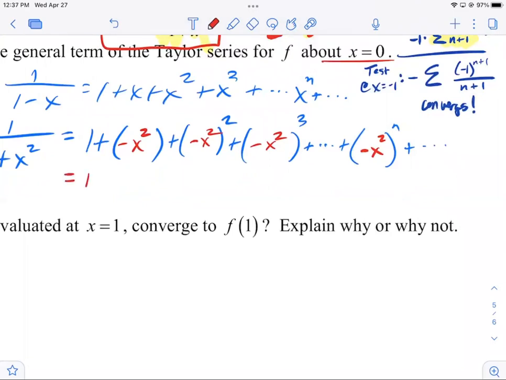That's going to be a 1, and then it's going to be a minus x squared. And then now, because we're squaring a negative 1 and an x squared, the negative is going to become positive, and then it's x to the 4th. And now we have a negative 1 cubed, which means that term is negative, and then it becomes x to the 6th. Okay, so it looks like it's becoming an alternating series, right?